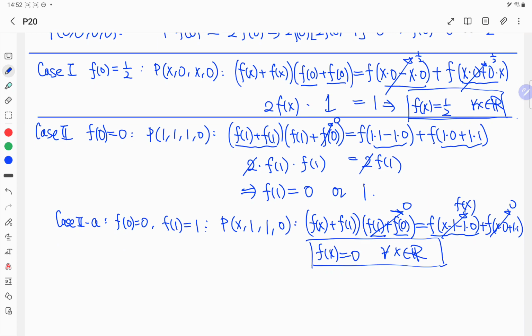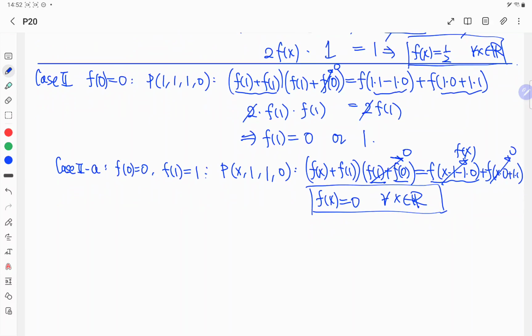Actually, the first two solutions are trivial solutions. So let's see case 2b. We have f(0) equals 0 and f(1) equals 1.